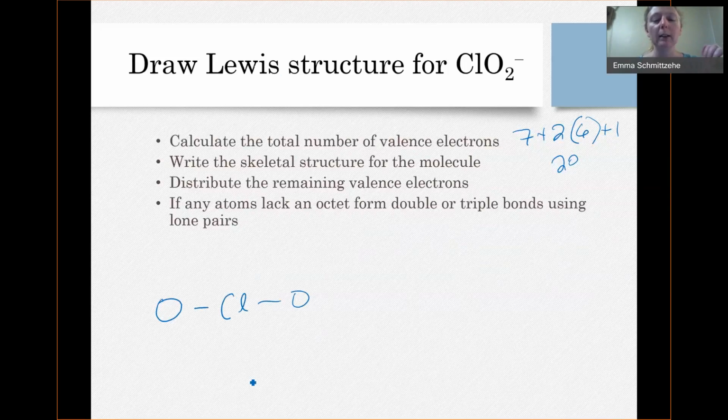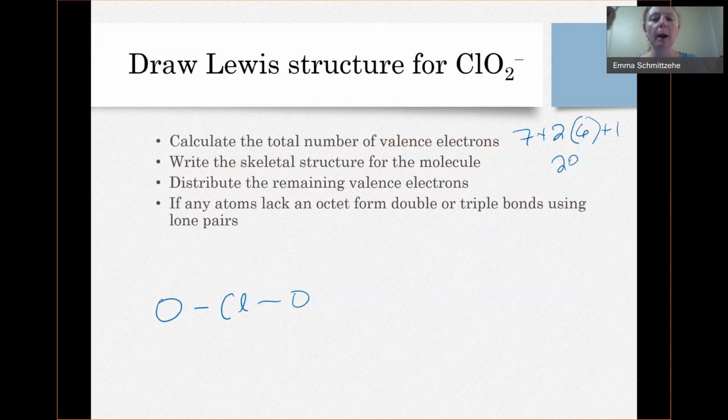Now, I've been writing these horizontally. You can write them vertically if you want, or you can have an angle in this. It doesn't matter how you kind of angle these atoms in the structure, because a Lewis structure isn't telling you the three-dimensional aspect of it. That's a step past Lewis structures. And so it doesn't matter how you're kind of drawing it flat, just so the connections are the same.